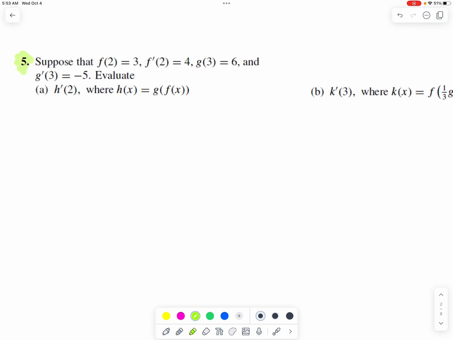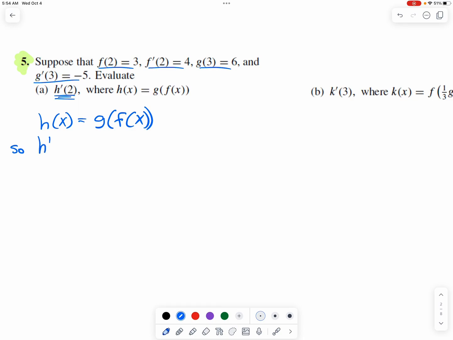Suppose that f of 2 equals 3, f prime of 2 is 4, g of 3 is 6, and g prime of 3 equals negative 5. Those are all pieces of information that will come secondarily. We want to find h prime of 2. Now, it's very tempting to put a 2 in there immediately, but first off, h of x, it looks like, is a composition of functions. I'm just going to rewrite it here just to make the lines nice and tidy.